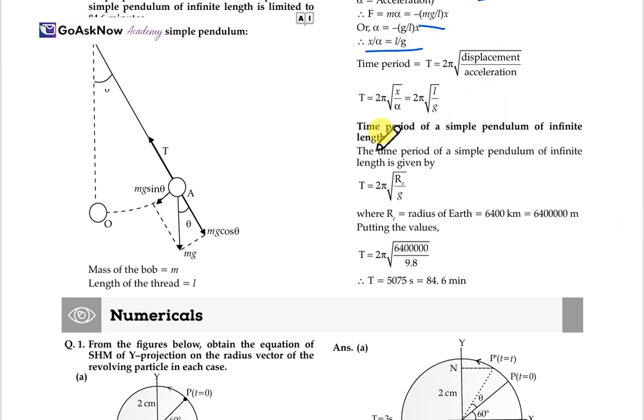Time period of a simple pendulum of infinite length: T is equal to 2 pi square root of R upon g, where R is the radius of the earth. Substituting the values, we get T equal to 5050.75 seconds, which in minutes is 84.6 minutes.